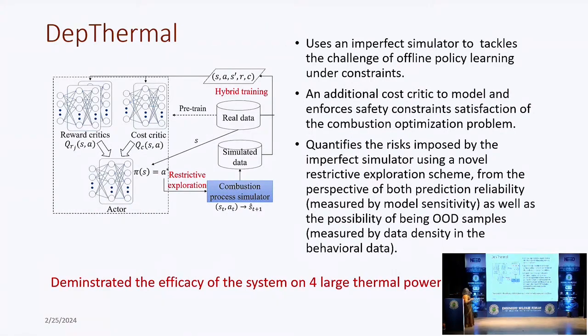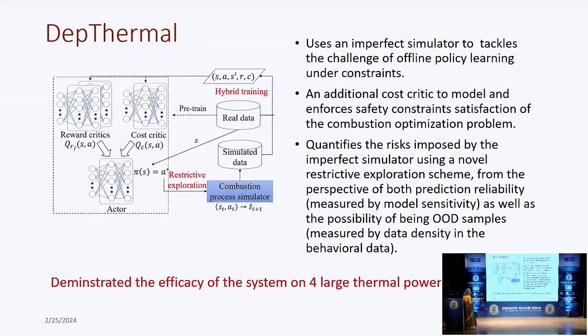That's why this is called an imperfect simulator. To build the reinforcement learning system, they also have a cost critic, because they have to abide by different regulatory norms, so the cost critic enforces the safety constraints. They also take into account the risk of the simulator, because when the simulator works on out of distribution data, you cannot trust it fully. So they quantify and model the risk. Based on that, they have built a reinforcement learning model which can decide the control actions of all the 70 to 100 control variables.